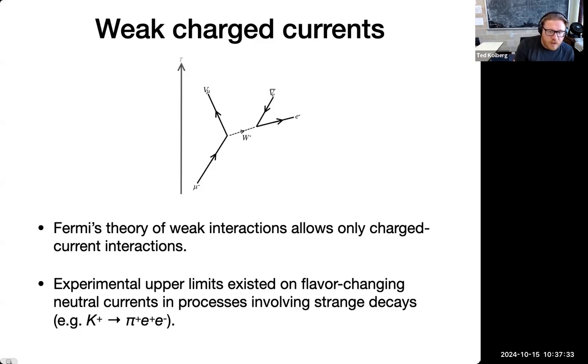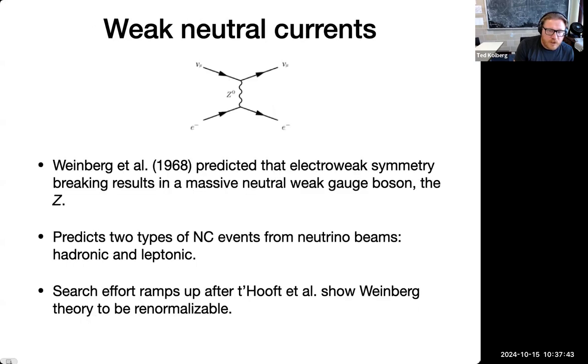So until the 1970s, Fermi's weak model that he had written down kind of isn't really challenged. But there are some theoretical developments during those years that point to the fact that there probably should be weak neutral currents.